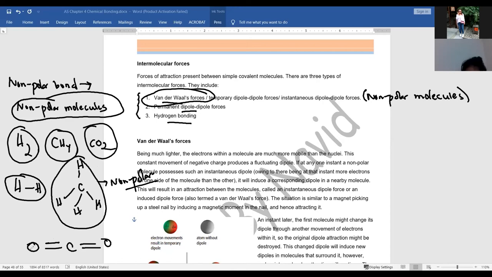Carbon dioxide, C double bond O, is it a polar bond or a non-polar bond? Polar bond. But overall, it's a non-polar molecule. Why? Because they have all bond pairs, there's no lone pair, the molecule is symmetrical.